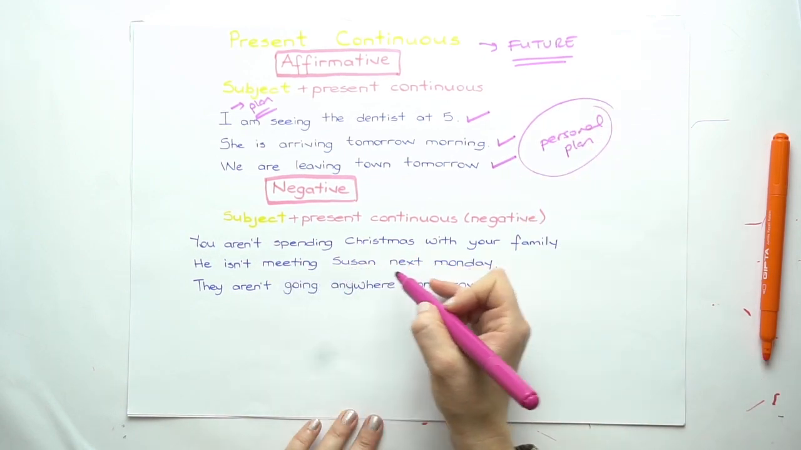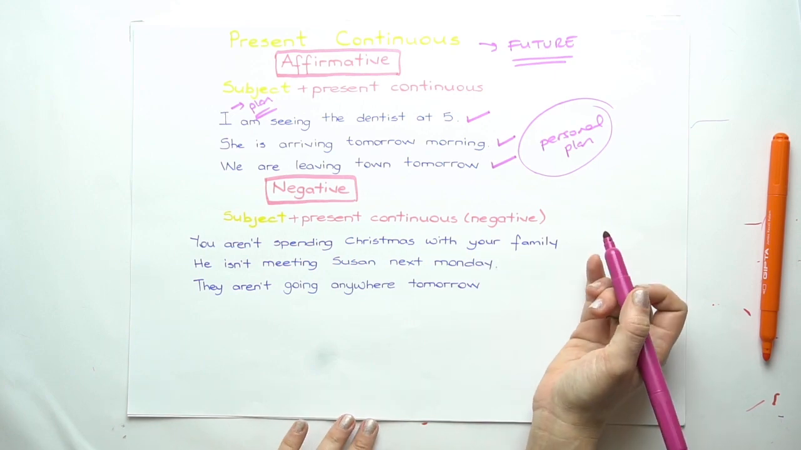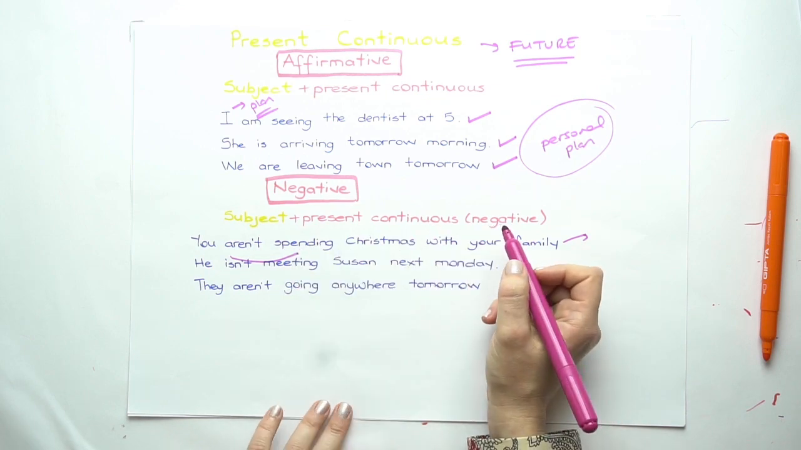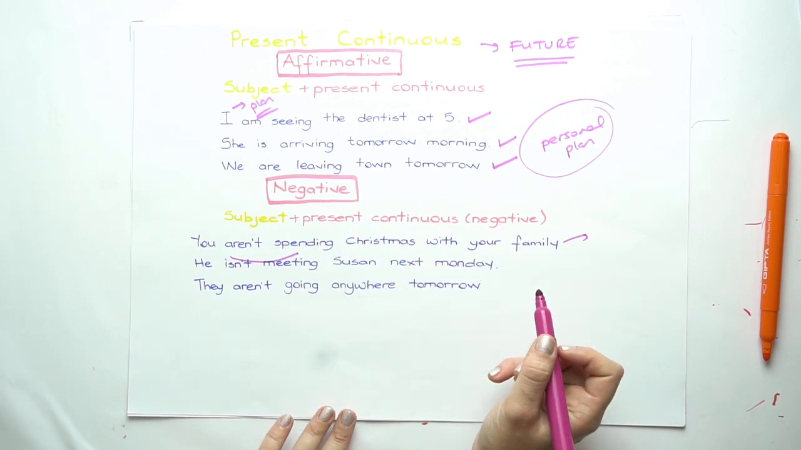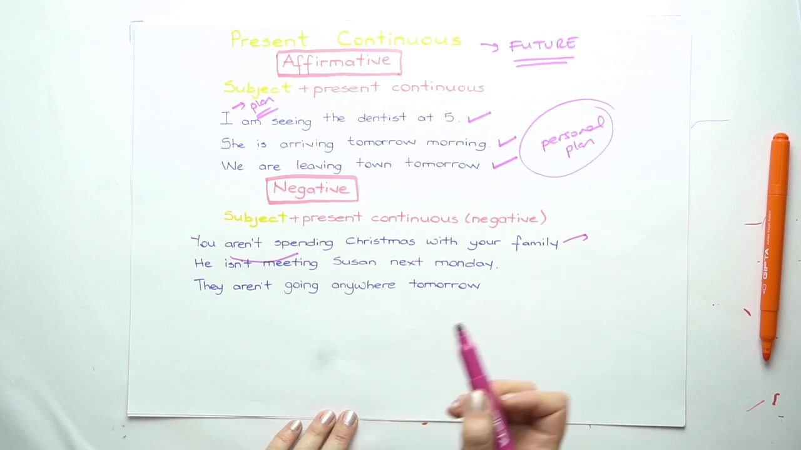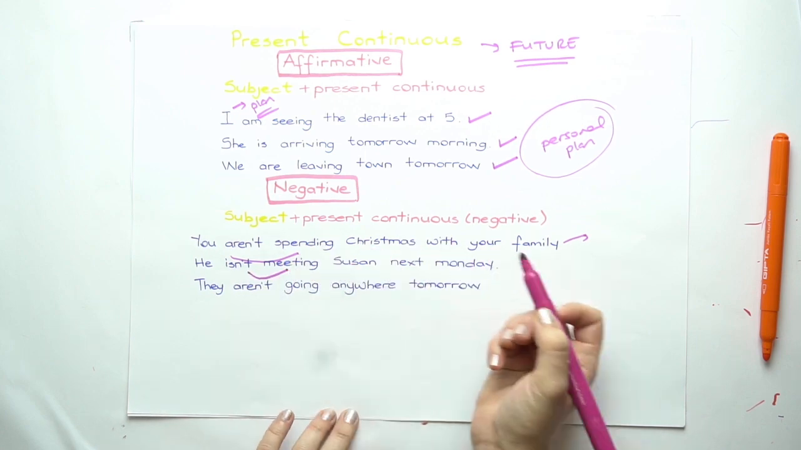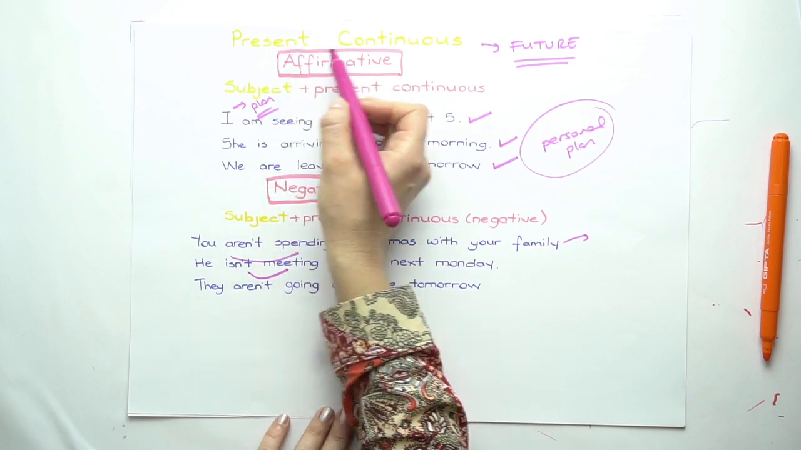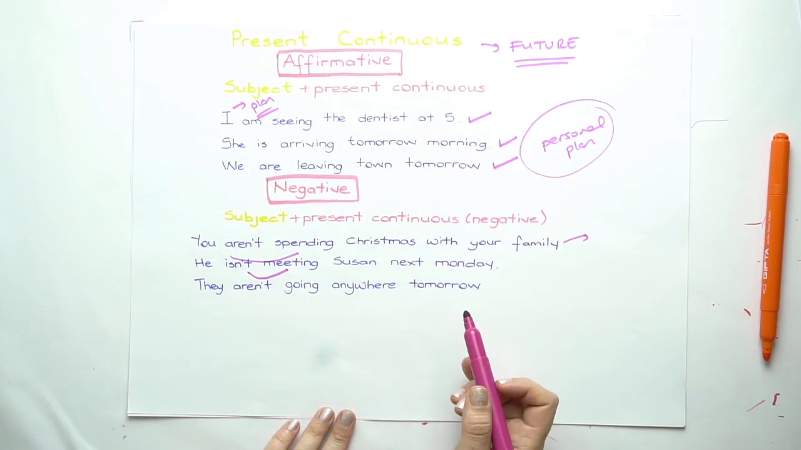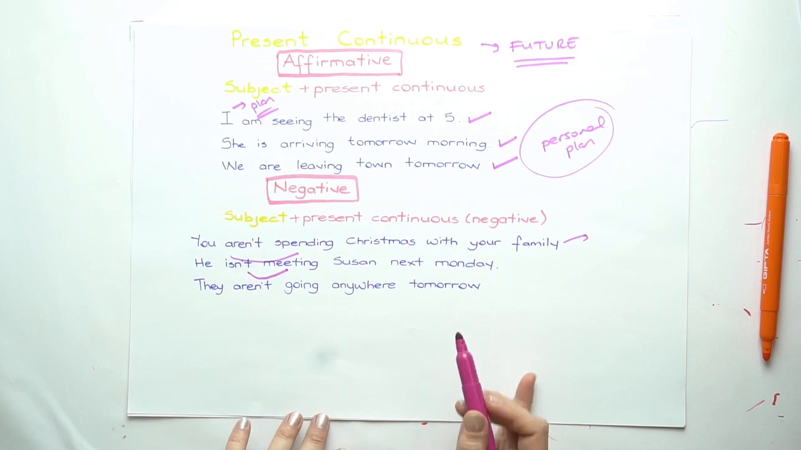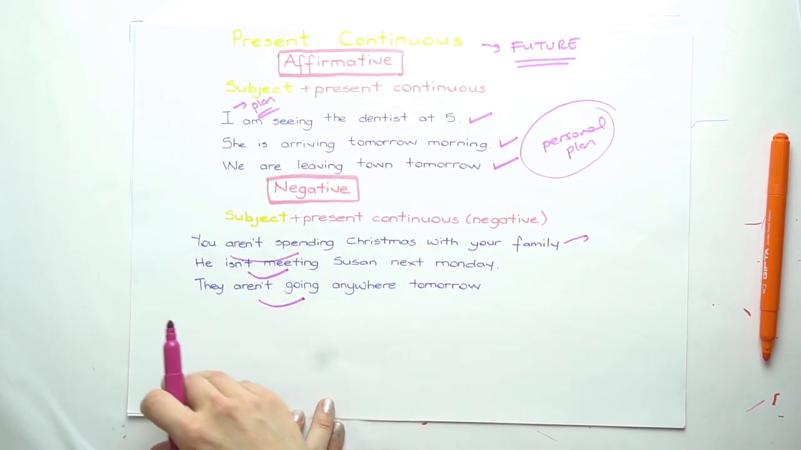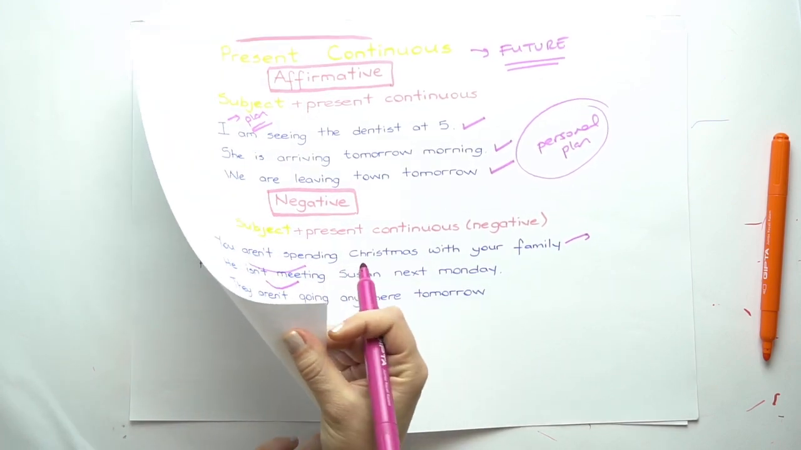You aren't spending Christmas with your family. This is your personal plan. That's why I'm using continuous. He isn't meeting Susan next Monday. Again, this is his personal plan. That's why I'm using present continuous. They aren't going anywhere tomorrow. This is their personal plan. So we're using present continuous for future here.